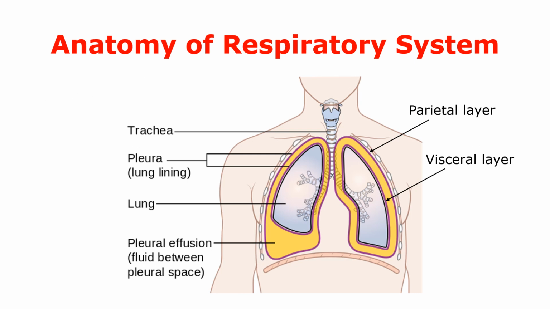Each lung is covered by a membrane called as pleura. Pleura is made up of 2 layers. The inner layer is called as visceral layer, which is close to the lung. The outer layer is called as parietal layer. The space between these two layers is called as the pleural cavity, which is filled with a fluid called as pleural fluid.